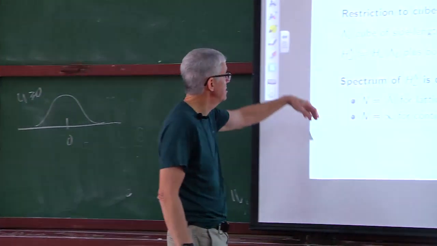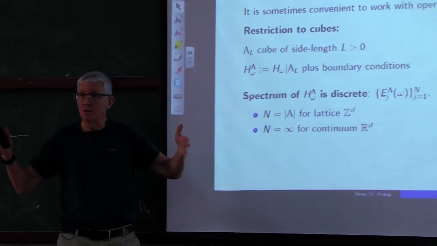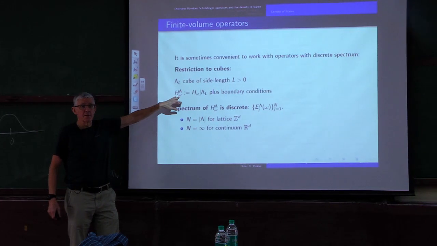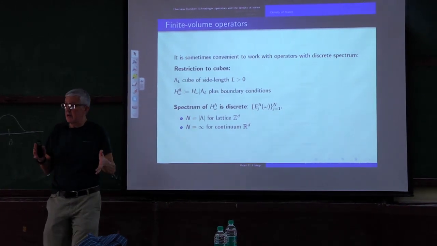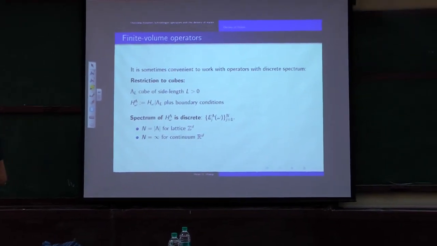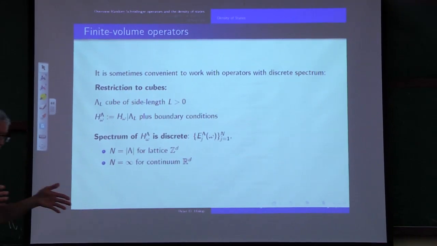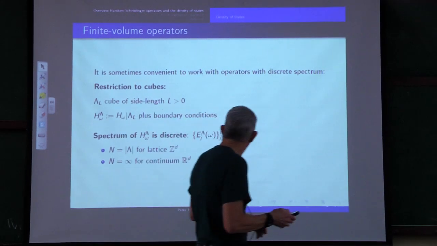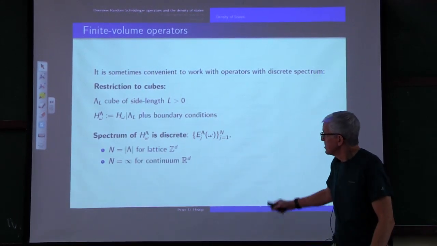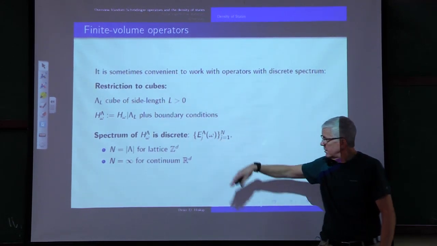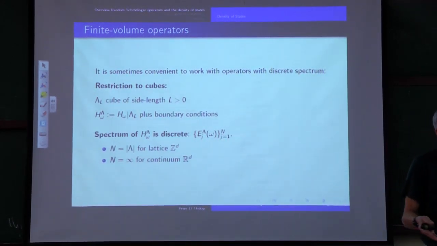So just some notation. Lambda sub L is a cube of side length capital L, and H super Lambda sub omega is simply the restriction of the operator to that cube, right? And you put an appropriate boundary condition, so it's a self-adjoint operator. The spectrum then is just discrete. So I'll write the eigenvalues as E sub j super Lambda of omega, and there are n eigenvalues for this restricted operator.